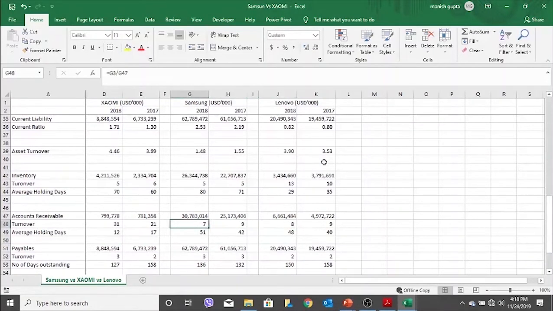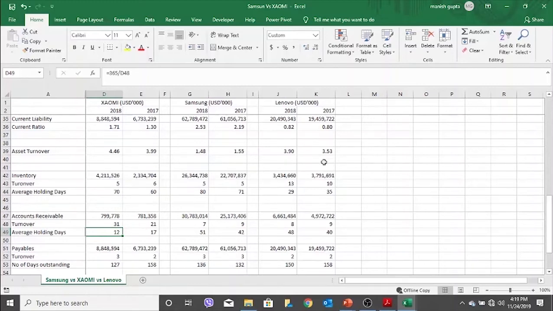Samsung is able to sell 7 times and Xiaomi is selling 31 times. So which company is more efficient? Samsung. Why Samsung? Xiaomi, sorry. Xiaomi is 31. So they are able to sell 31 times to the same customer. And Lenovo is only selling 8 and Samsung is 7. And how many days of sales do they hold on credit? Xiaomi's customers are holding only 12 days of sales. So they are able to collect within 12 days from an average customer.